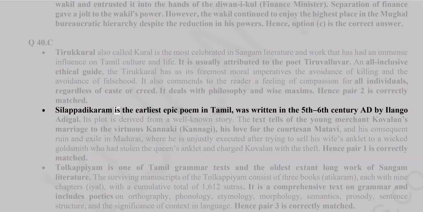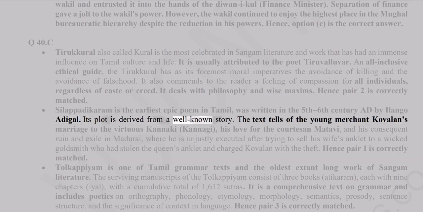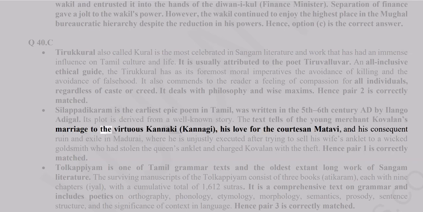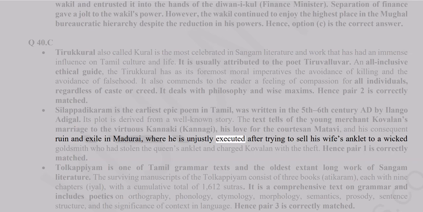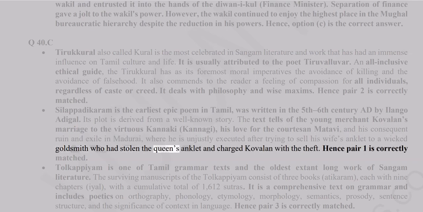Silappatikaram, the earliest epic poem in Tamil, was written in the 5th to 6th century AD by Ilango Adigal. Its plot is derived from a well-known story. The text tells of the young merchant Kovalan's marriage to the virtuous Kannagi, his love for the courtesan Madhavi, and his consequent ruin and exile in Madurai, where he is unjustly executed after trying to sell his wife's anklet to a wicked goldsmith who had stolen the queen's anklet and charged Kovalan with the theft. Hence, pair 1 is correctly matched.